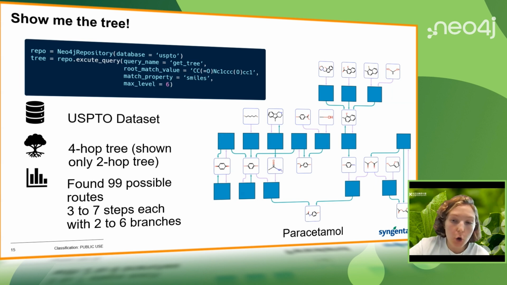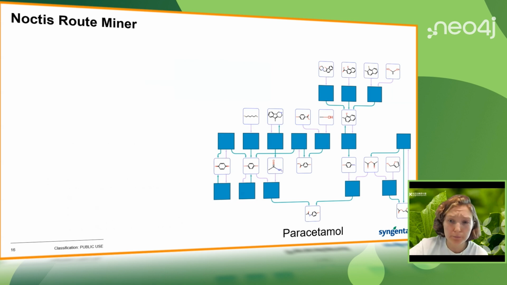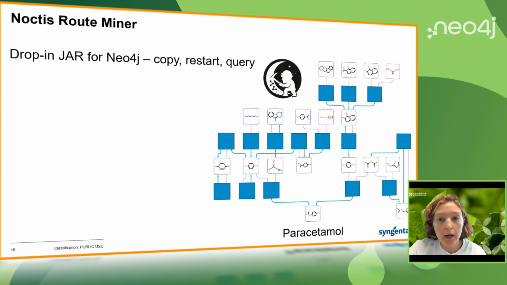And now I want to show you how we pulled out those 99 routes for the paracetamol. This is the job done by Noctis Route Miner. It's a Java jar that you literally can drop into your Neo4j plugin folder, no compilation, just copy, restart it, and done. It's ready to work. Although if you want to compile, you can git clone and compile. And if you prefer, you can use it through Python or also as a query in Neo4j browser.